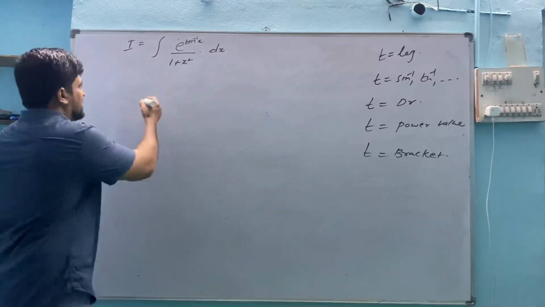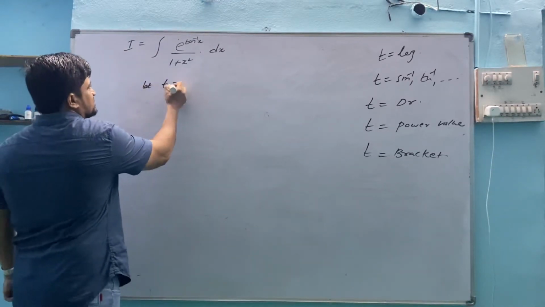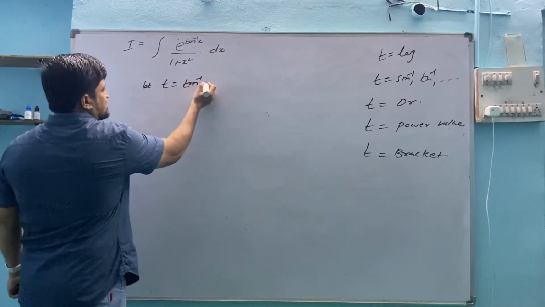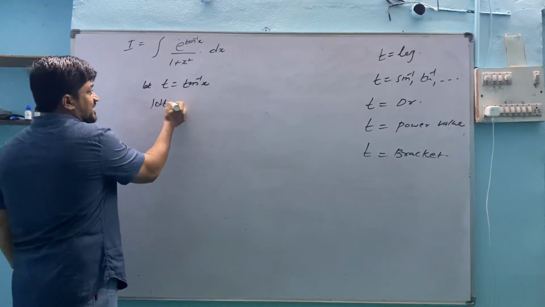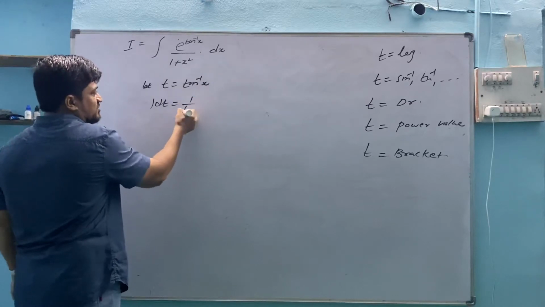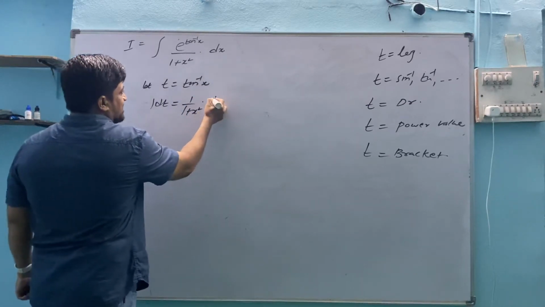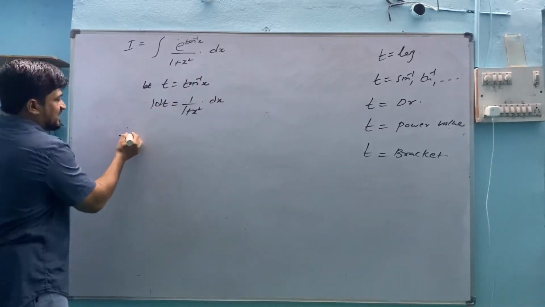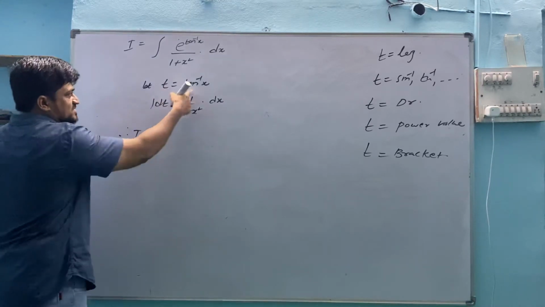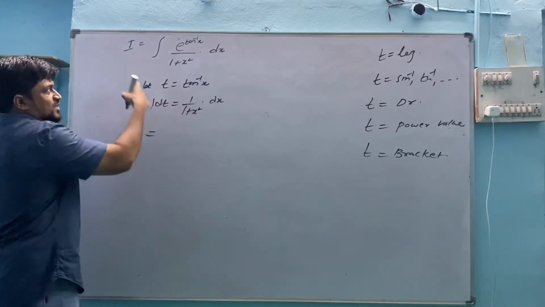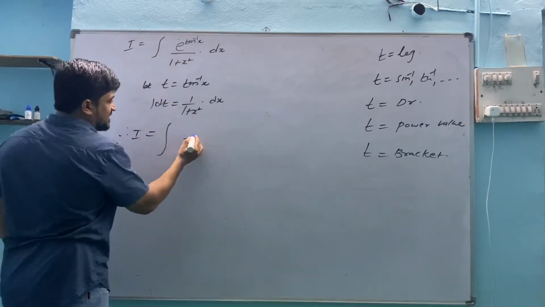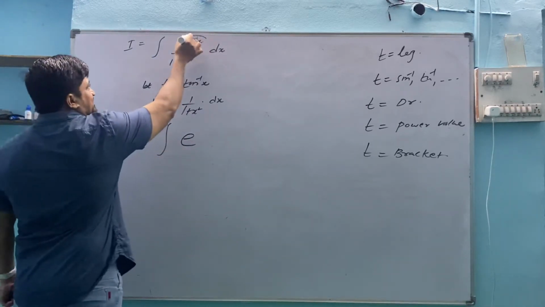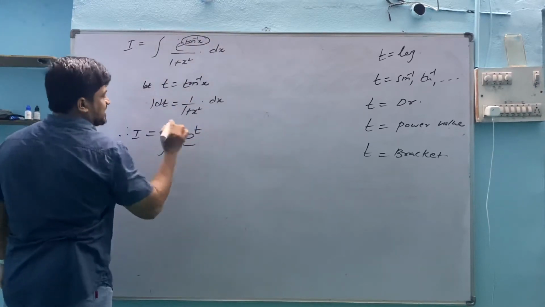We will consider let t equal to tan inverse x. Immediately once we have taken t, what did I tell you to do? Take dt, the differentiation, the total derivative of this one: 1 by 1 plus x square dx. Now these two things are replaced in the question. The integral is the same; we have not done anything to e, just taken tan inverse as t.